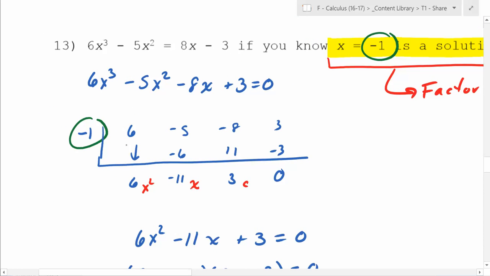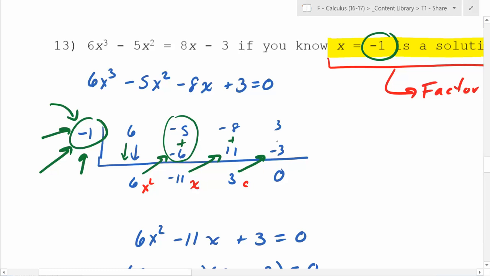And what's that first step? You just drop the 6. And then how do you get from all these diagonals? What are you doing in each of those cases? You're multiplying by the -1. And then what are you doing between the -5 and the -6? Adding them. So you're adding between the two.